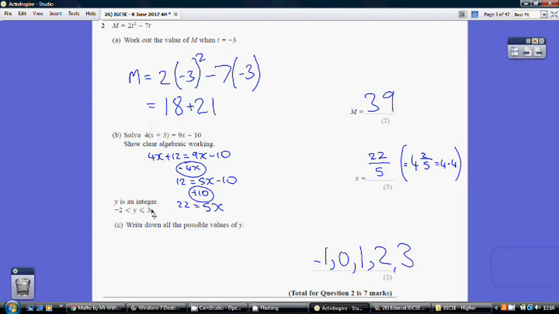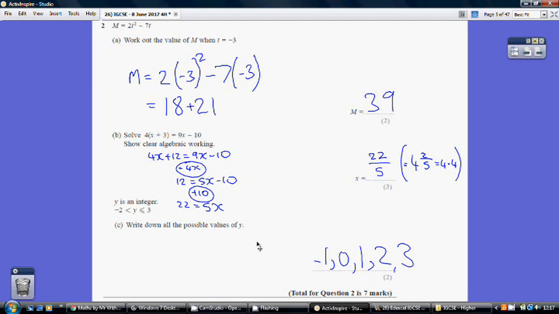Now for part C, I've got to write down all the possible values of y. Now y is an integer, that means it's a whole number, and it's two things. It is both less than or equal to 3, but also greater than minus 2. So be careful here, we're reading from the middle, we're reading from the y, so we're reading right to left here. This is when y is greater than minus 2, and then as I said, less than plus 3.